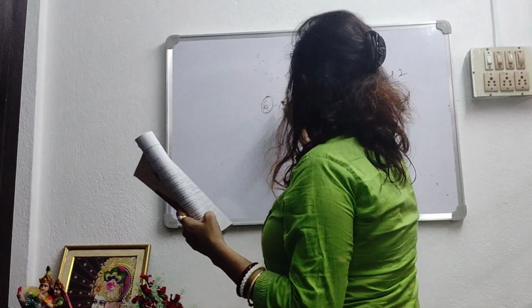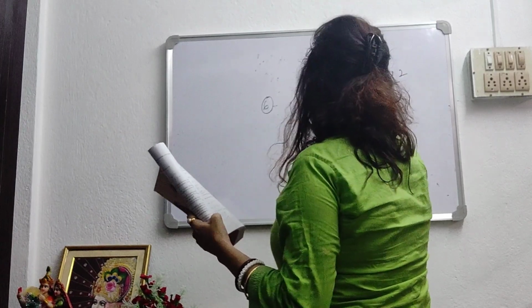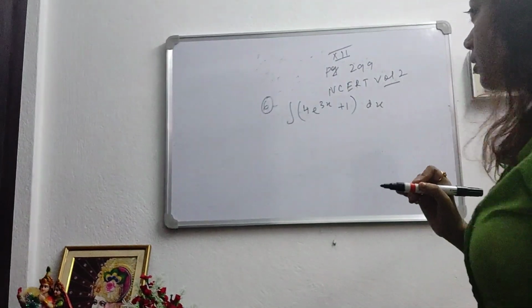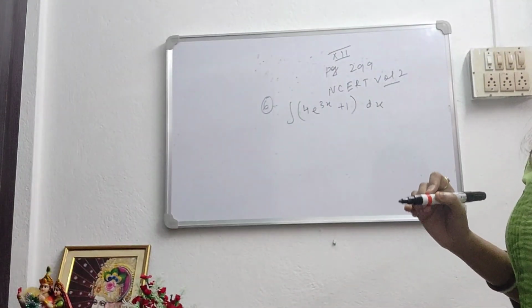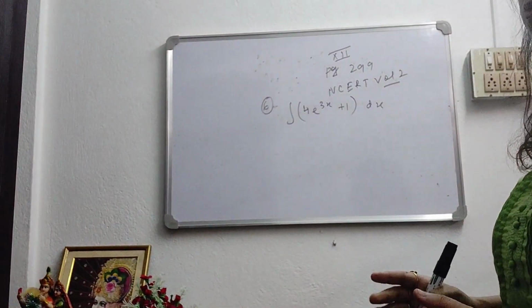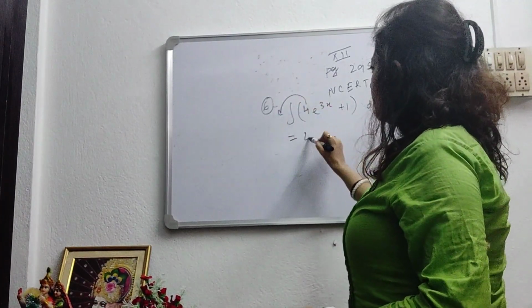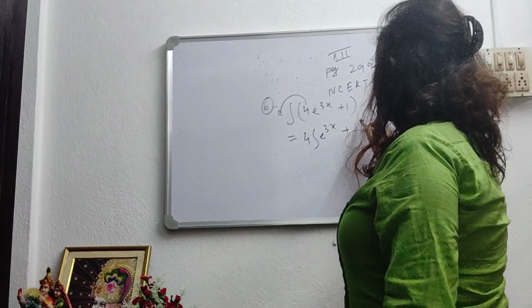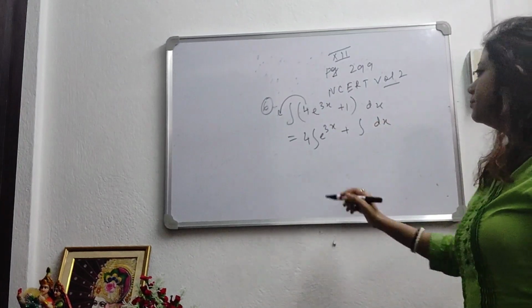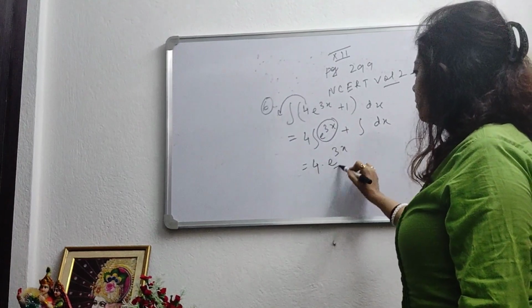Suppose number 6 is integration of (4 e to the power 3x plus 1) dx. Pay attention. 4 is a constant. In any case of calculus applications, if a constant is in multiplication form with the function, it comes outside. Then the 4 will come outside. What will happen? 4 times integration of e to the power 3x plus integration of 1 dx. Integration of 1 dx or dx is the same thing. So for 4 e to the power 3x, the integration is e to the power 3x by 3.